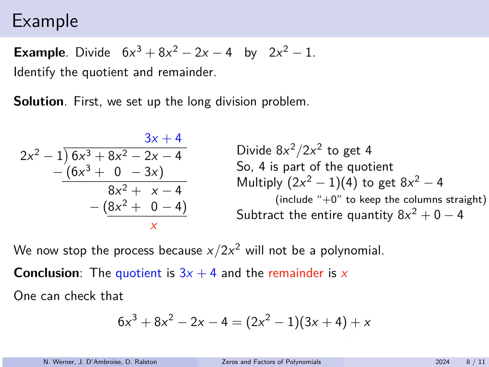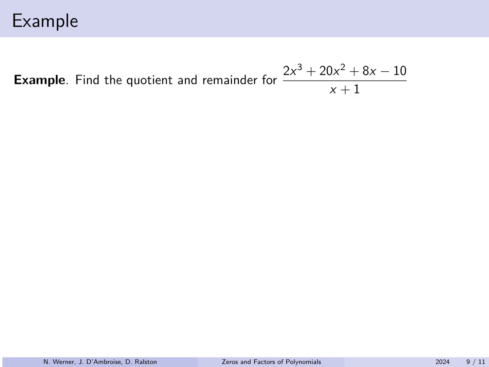This is how polynomial long division works. So let's do another one. Find the quotient and remainder for 2x cubed plus 20x squared plus 8x minus 10 divided by x plus 1, and we'll move through this example a little faster.